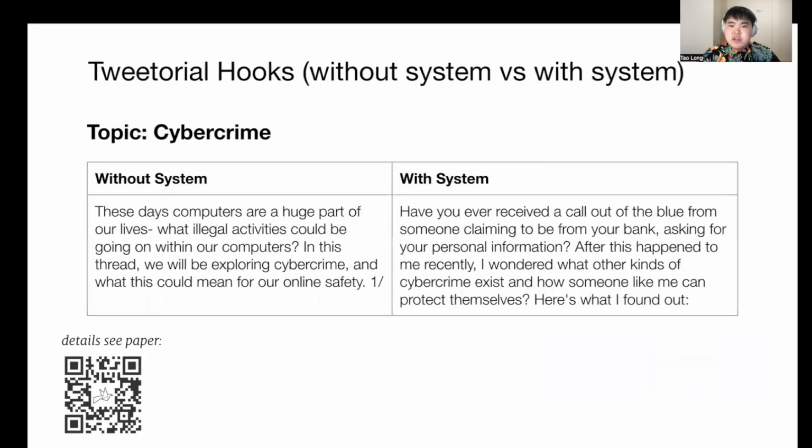Below are two examples that our users wrote for the topic of cybercrime. We could just read the first sentence leading. The left column is a user writing without a system. They say, "These days computers are just a huge part of our lives. What illegal activities could be going on within our computers?" But the right column, the with system condition, actually gives a more relatable experience. Like, "Have you ever received a call out of the blue from someone claiming to be from your bank, asking you for your personal information?" So much more details, right, with the system. We included more examples in our paper as well. Please read them.